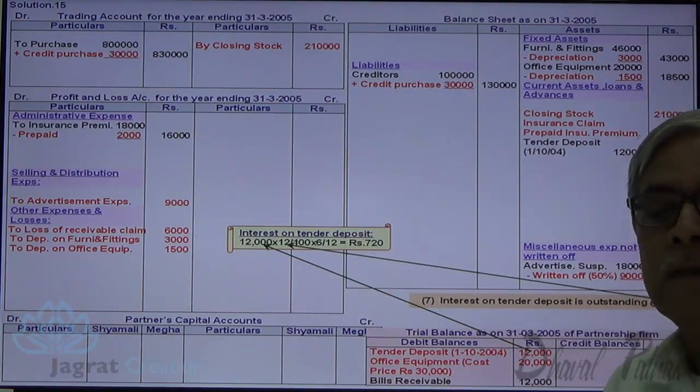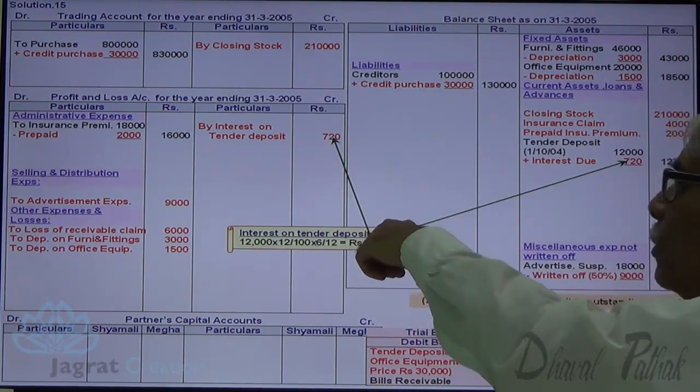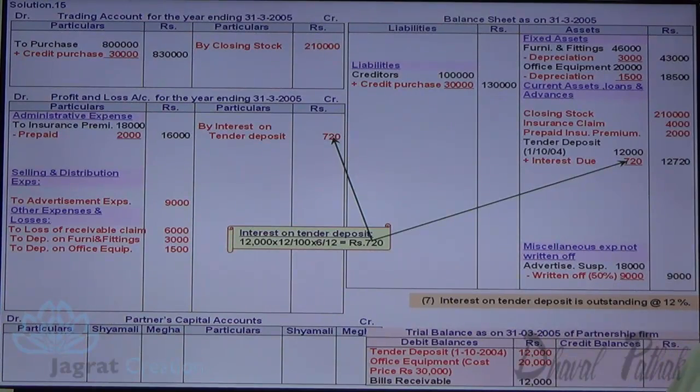This is an income. Income is credited to profit and loss account, and the amount of interest due is added to the tender deposit. So profit and loss account credit, added to the tender deposit. So total amount to be collected in future is 12,720. Notice it. Important adjustment.